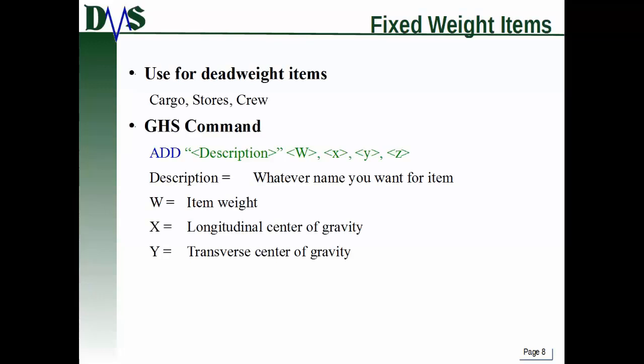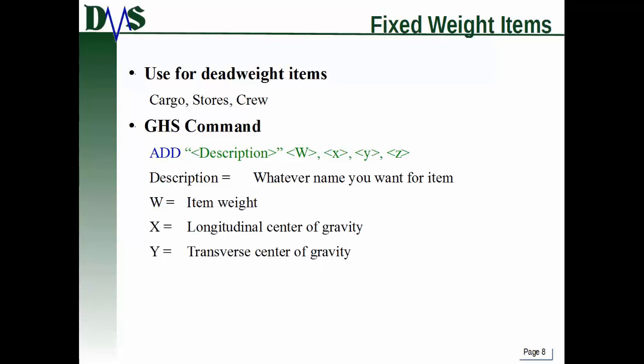Okay, so that's the weight command. Now let's talk about adding fixed weights. This is used for dead weight items, things where you specifically want to track what that weight belongs to. So like I said, things like cargo, stores, crew, and by fixed weight, we actually mean physical solid objects. This is not for weight of liquids in tanks. So don't put tanks in here. That has its own separate thing that's very special.